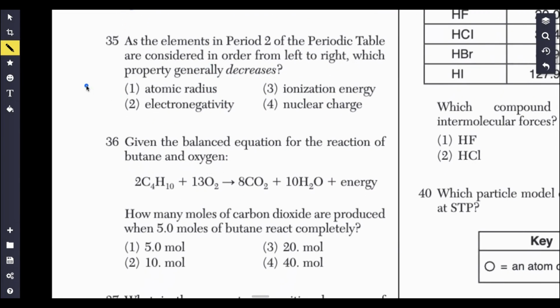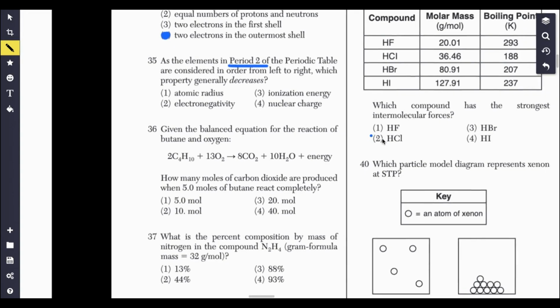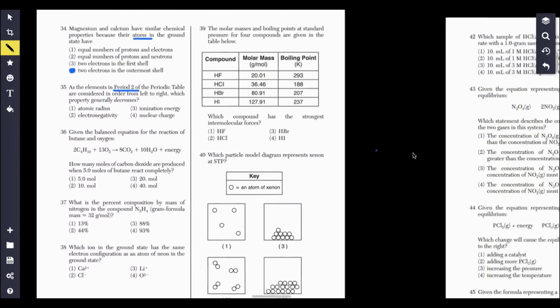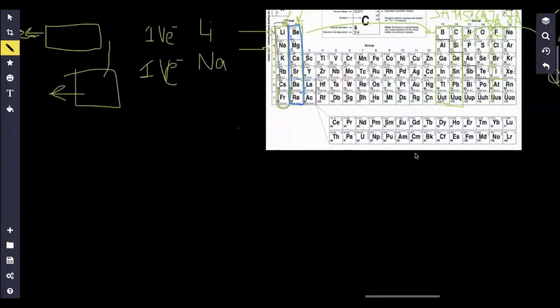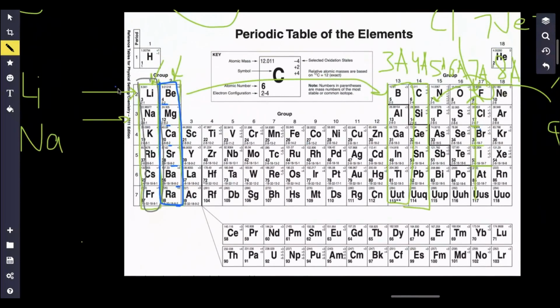The periodic table. Which property generally decreases? It says elements of period 2 of the periodic table are considered left to right. What generally decreases? All right. If we look at period 2, that's just going to be basically a row, right? It's a row in a periodic table. A group in a periodic table is basically a column. A row in a periodic table is called a period.